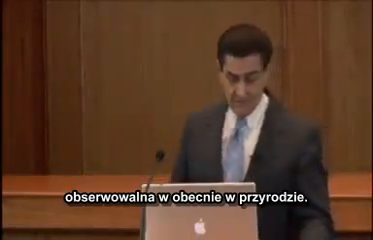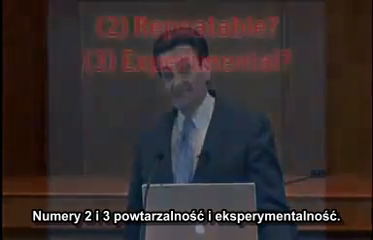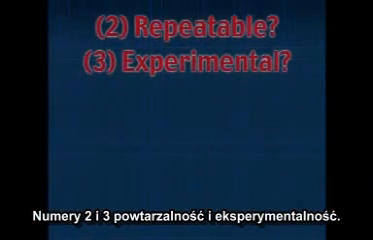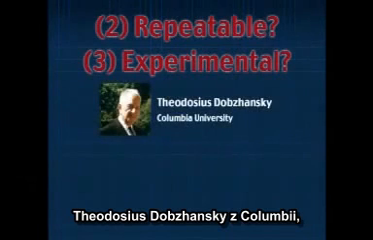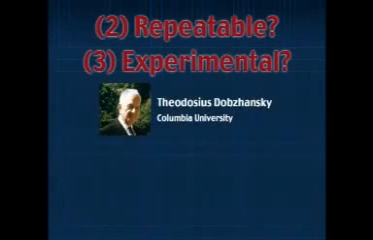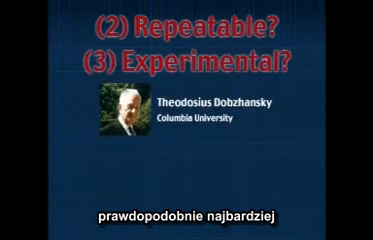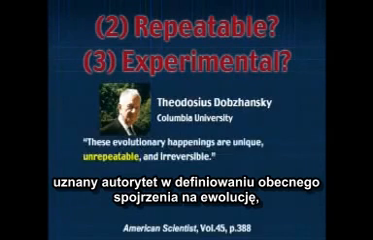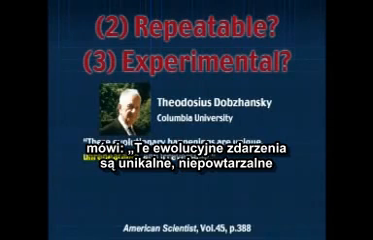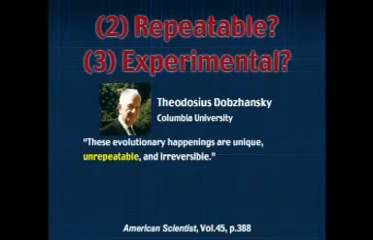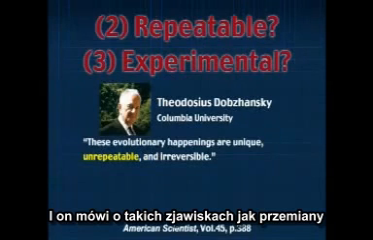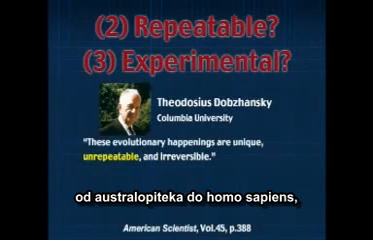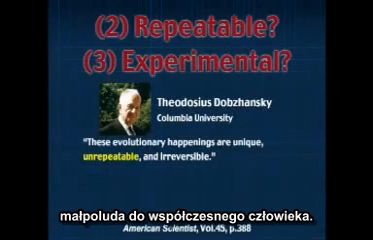It's not observable. Well, what about numbers 2 and 3? Repeatability, experimentation. Theodosius Dobzhansky of Columbia, perhaps the most representative authority in defining the present view of evolution, says these evolutionary happenings are unique, unrepeatable, and irreversible. And he's talking about things like the change from Australopithecus up to Homo sapiens, the ape man to the modern man.